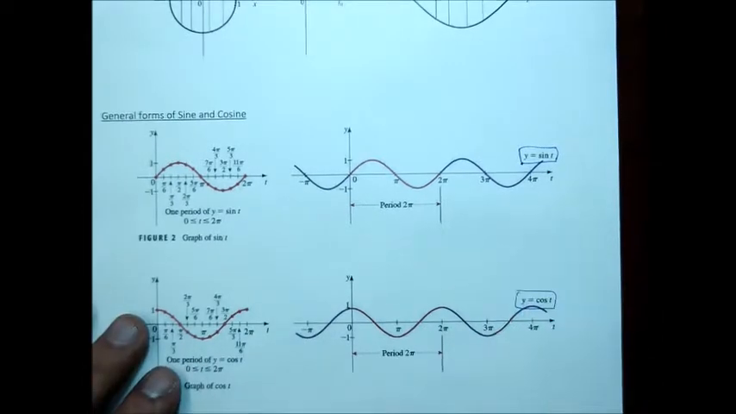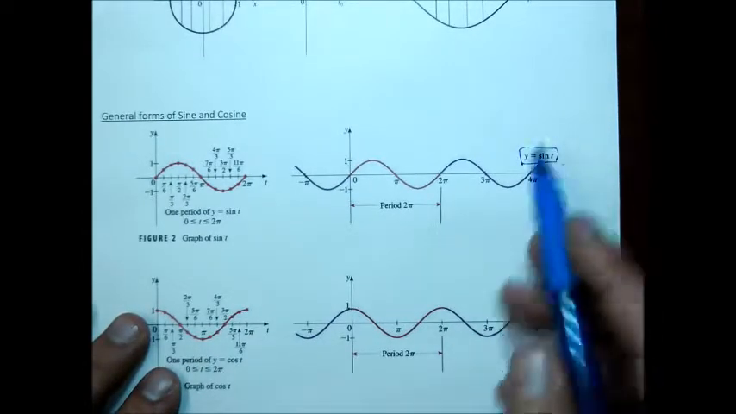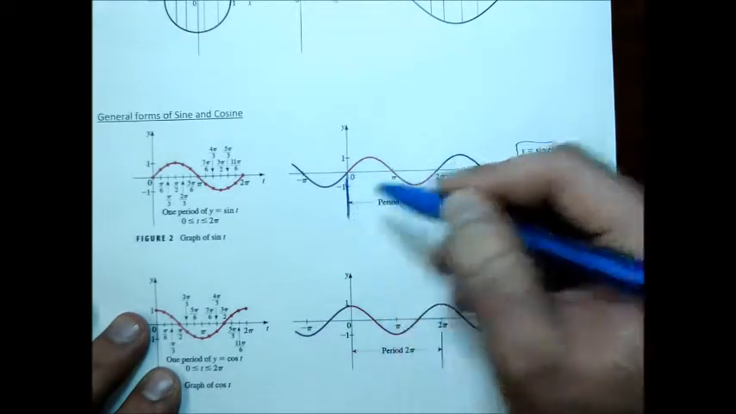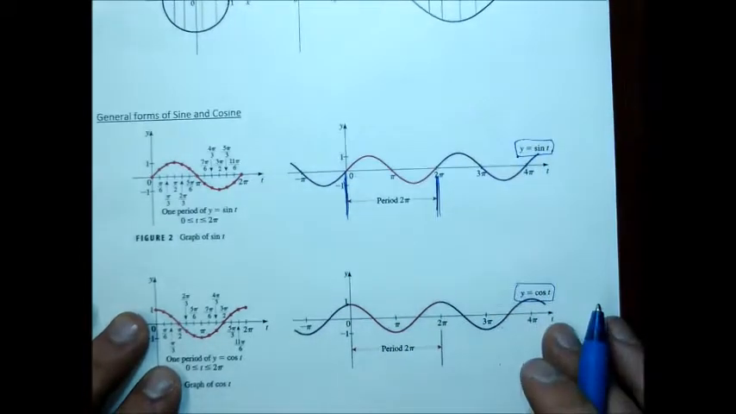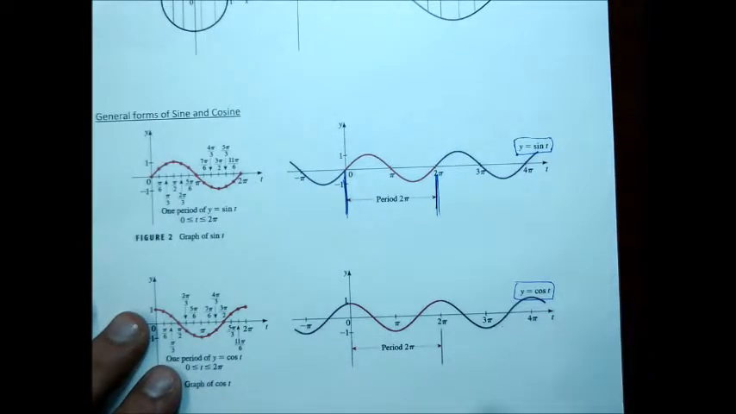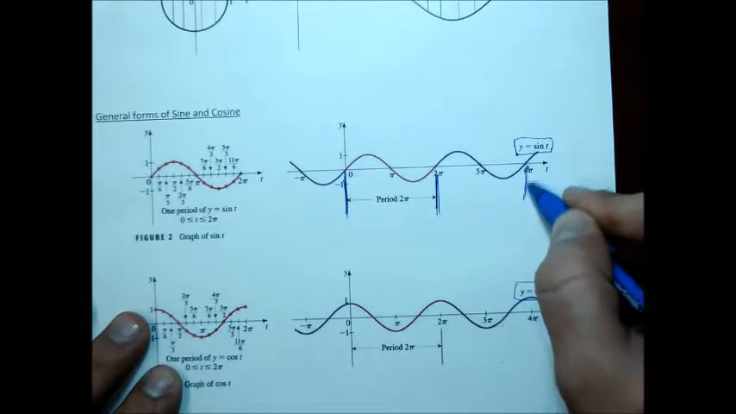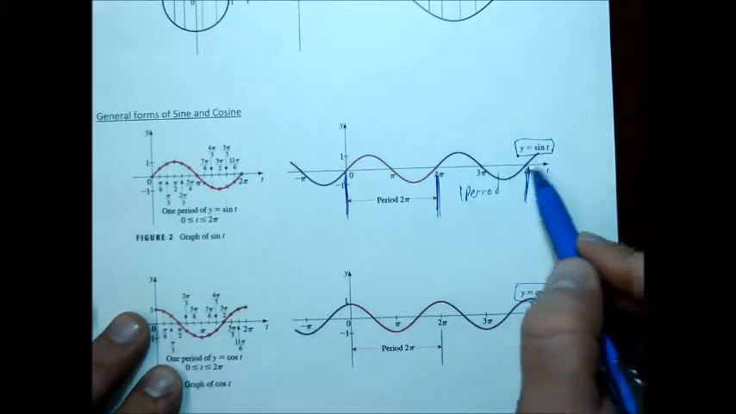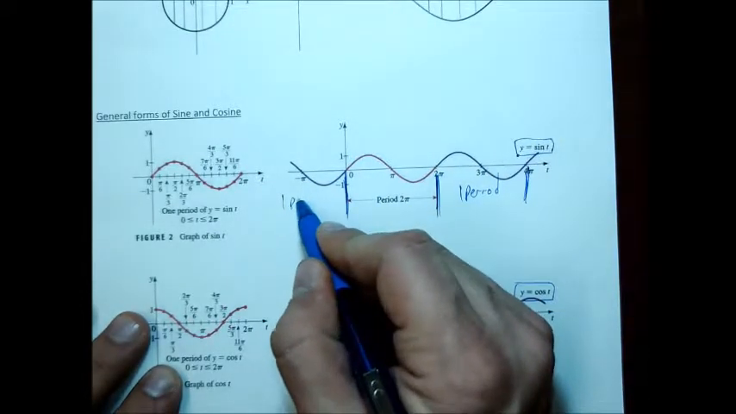And so just looking at these two graphs before we get any further, this is one period. One period is being marked out from 0 to 2 pi, okay? And then another period would be from 2 pi to 4 pi. This is another period, because this also repeats itself, and another period right here.